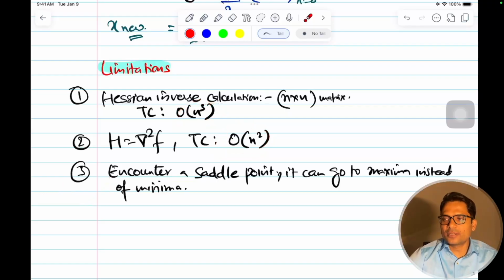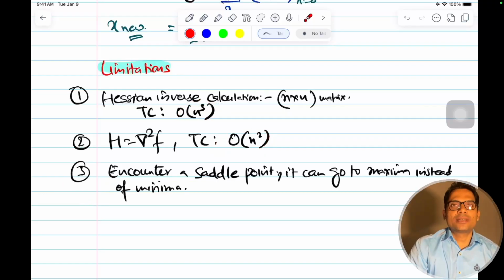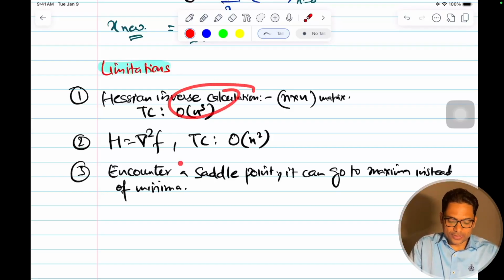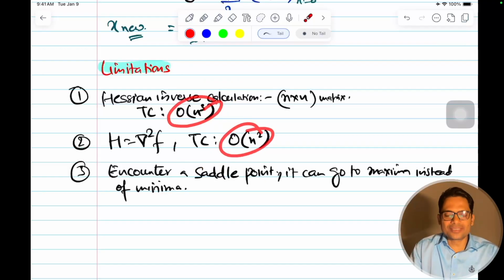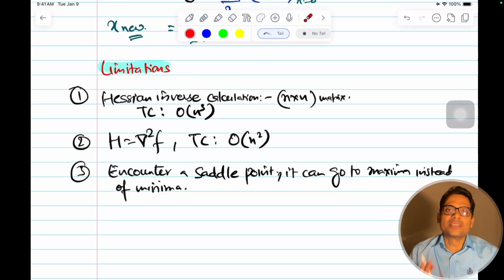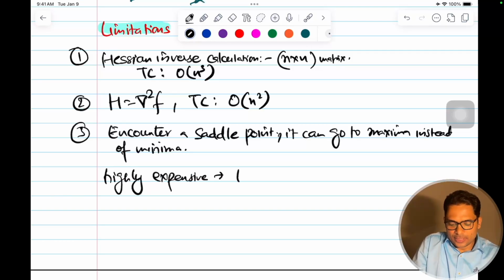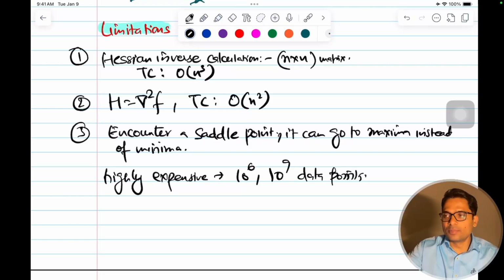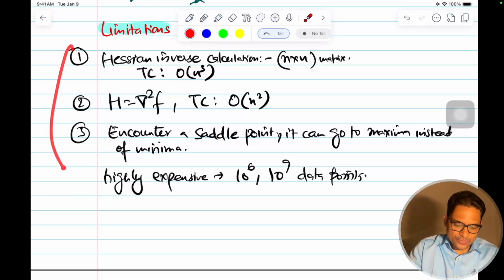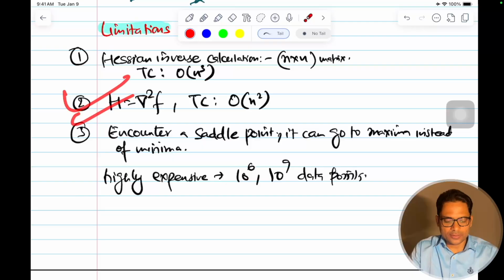In modern day machine learning, where we have millions and billions of data points in a data set, calculating the Hessian for such a big data set, which is order of n cube, is prohibitively expensive, very highly expensive, for like 10 to the power 6, 10 to the power 9 data points. That is common for machine learning, for deep learning at least. So that's what discourages the use of Newton's method.